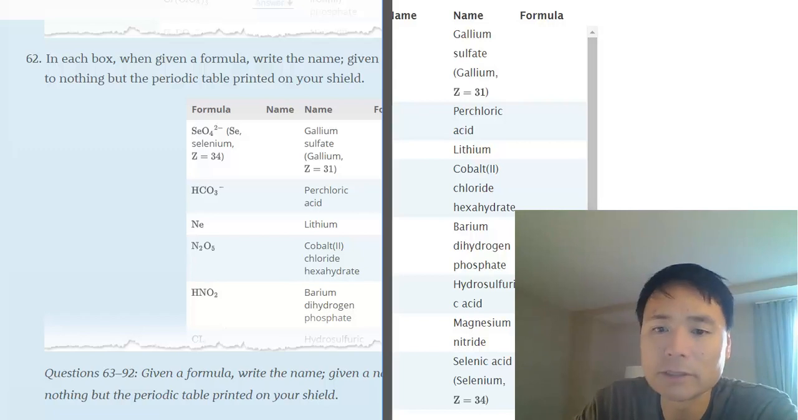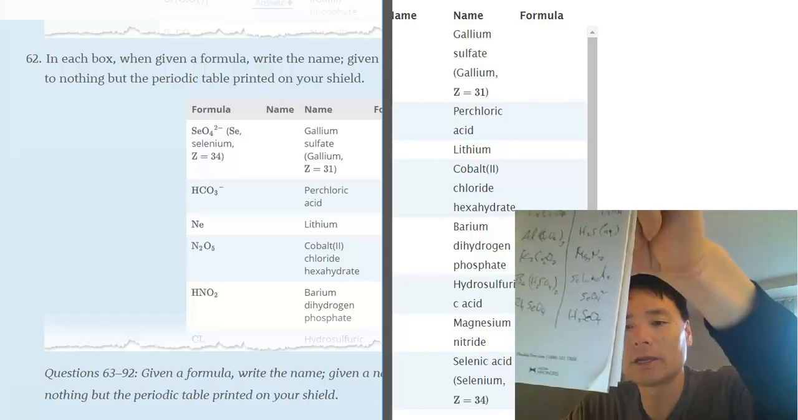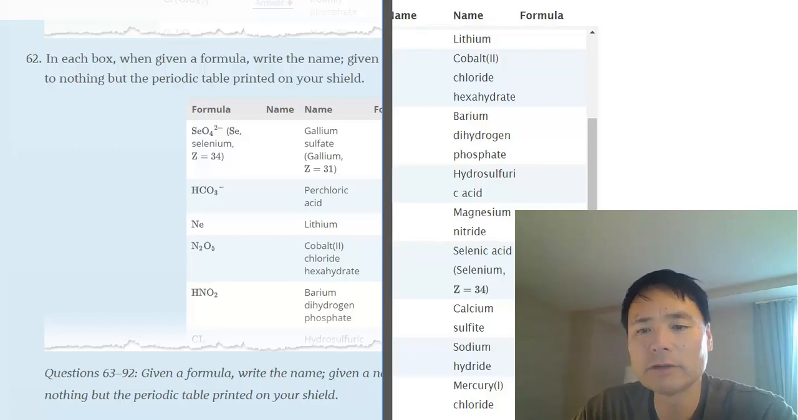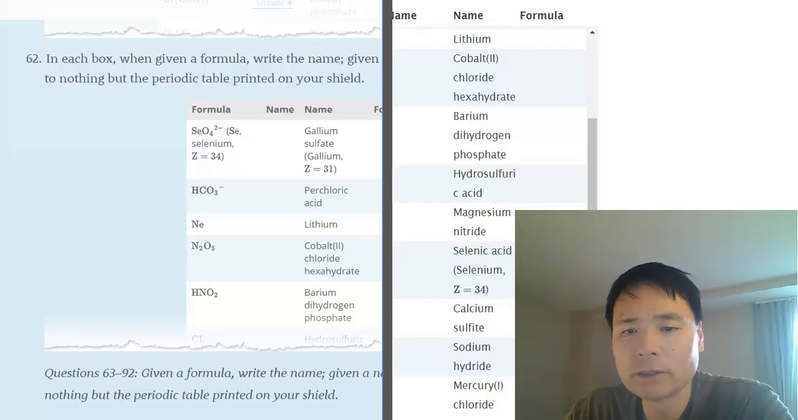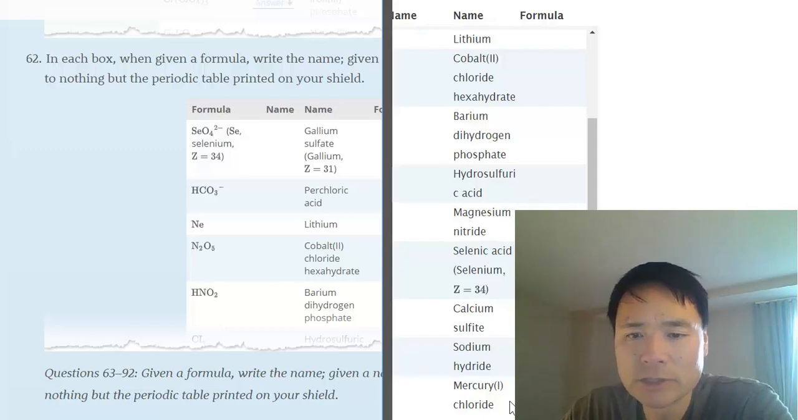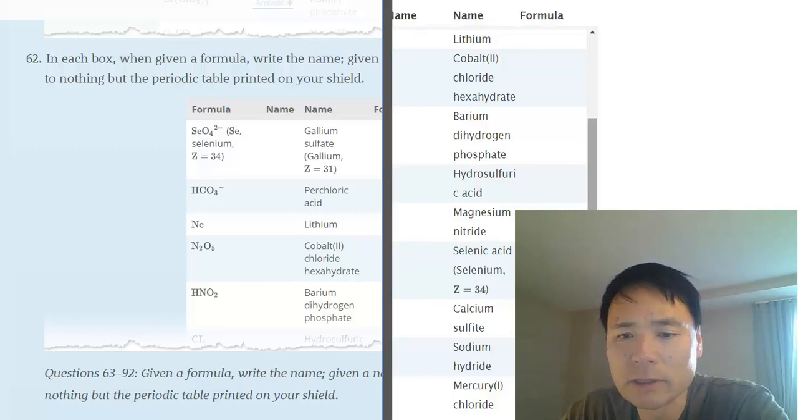Okay, let's continue on here. I don't think I scrolled down on the other side, did I? Calcium sulfite. Sulfate's SO4, so sulfite's SO3, 2- charge. So CaSO3. Hydride, -1. NaH. Chloride is -1. Mercury 1 is Hg2 2+, so Hg2Cl2.